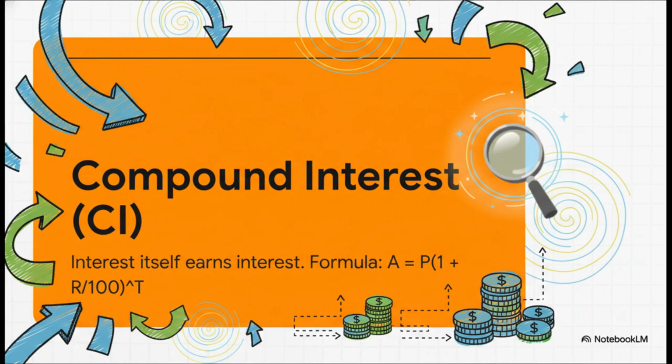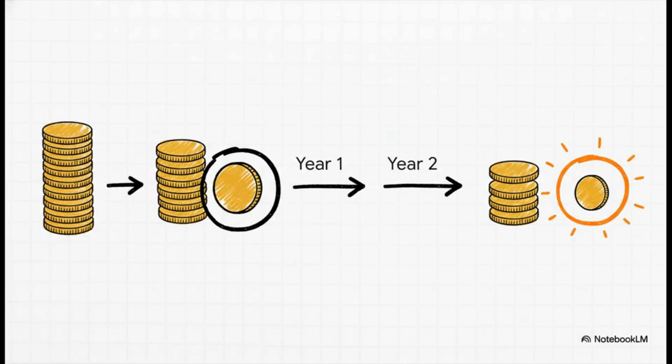It's a snowball effect. This slide gets right to the heart of why this is so powerful. Look, with simple interest, 10% on 1,000 rupees for 2 years is 200 rupees, flat. But with compound interest, after that first year, your new total is 1,100 rupees.